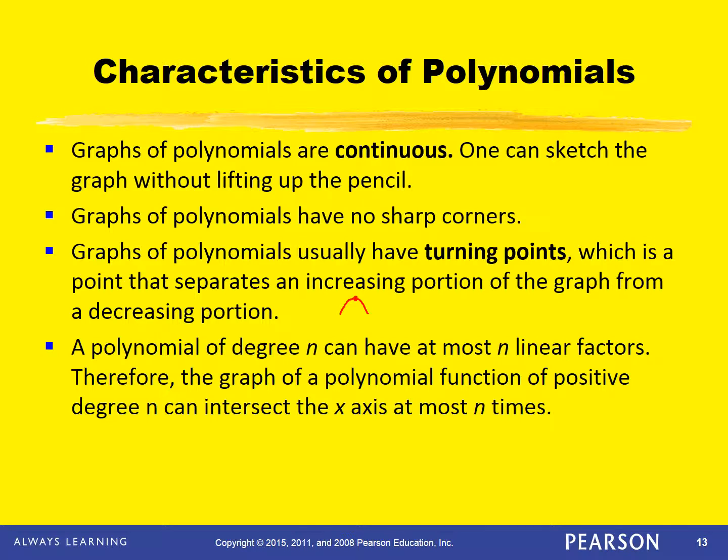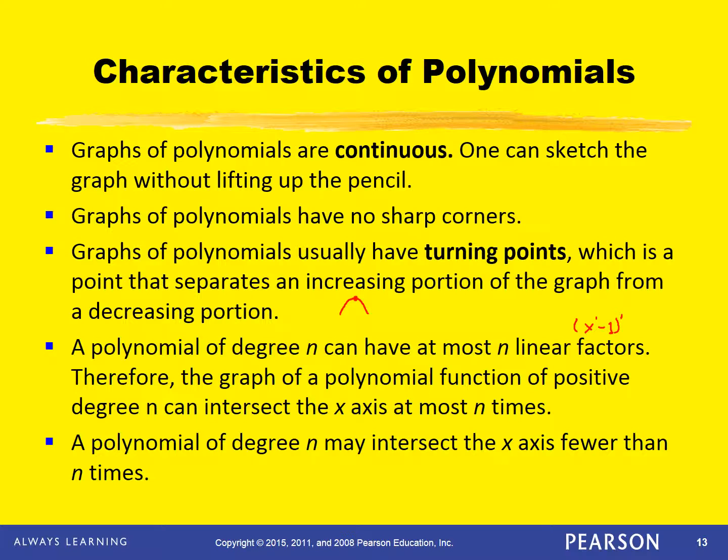A polynomial of degree n can have at most n linear factors, right? Something like x minus 1. That is a linear factor, a first degree factor. By the factor theorem, it will have at most n zeros, at most n x-intercepts. A polynomial of degree n may intersect the x-axis fewer than n times. We've seen that. That will get it done for the first objective of 2.4.